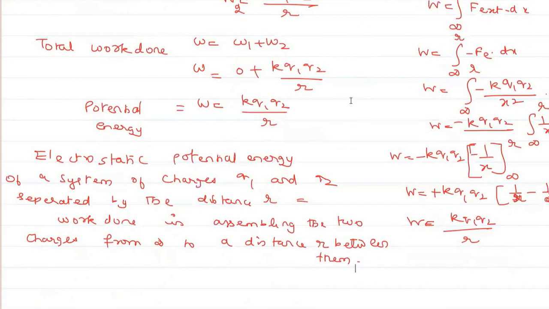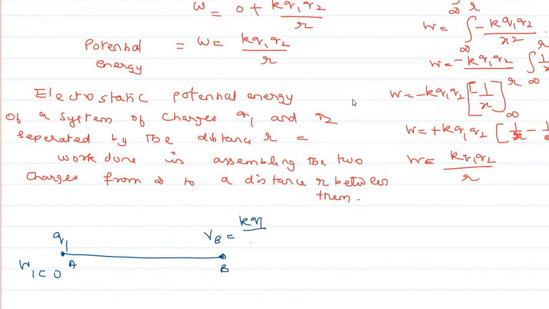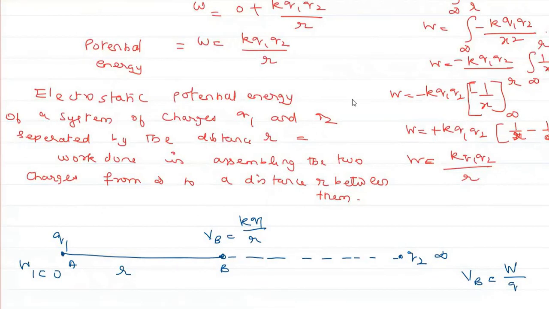This is one way of explaining. The other way of explaining is direct. Consider this charge Q1, work done will be equal to 0. Because of this, there will be an electric potential at this point B. So VB is given by KQ1 by R. Now we have to bring a charge Q2 from infinity to this point. What is the formula for work done? We know VB is nothing but W by Q. This Q is the charge that we are going to bring. Now we are going to bring Q2, so VB must be equal to W by Q2.